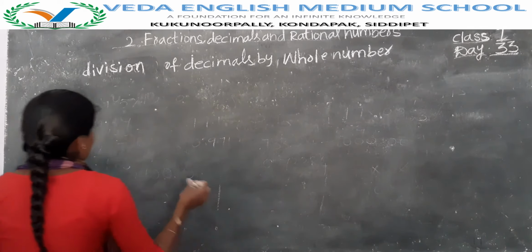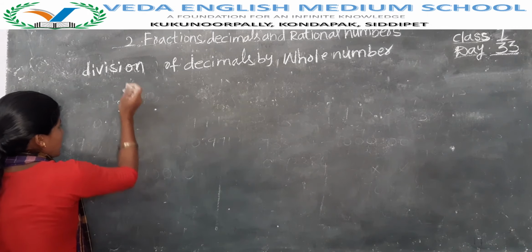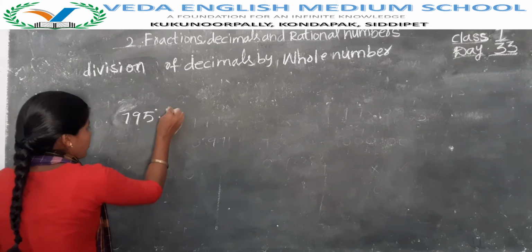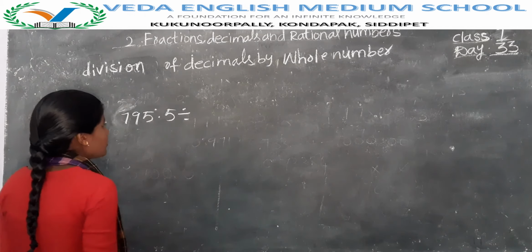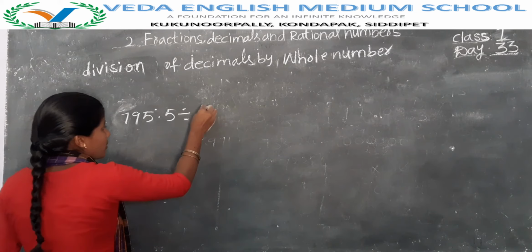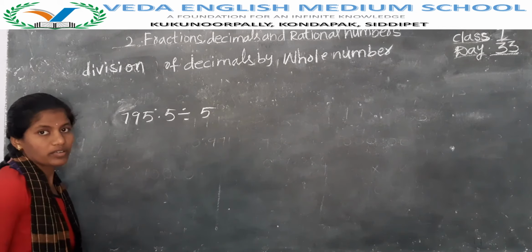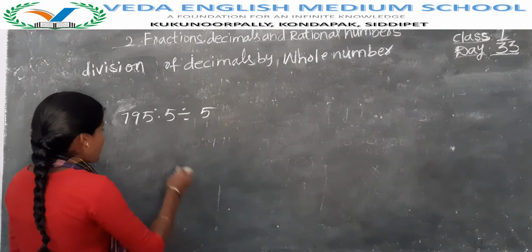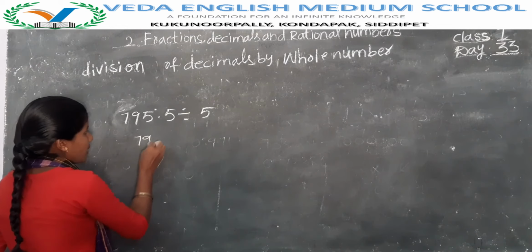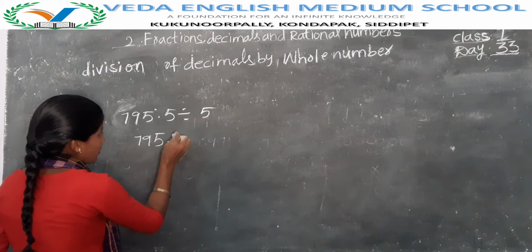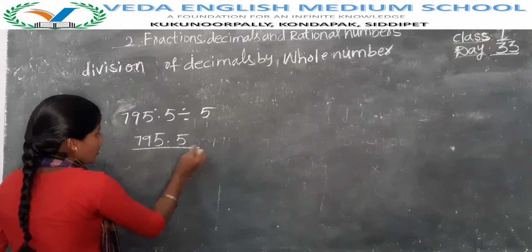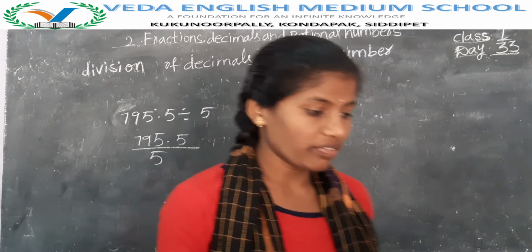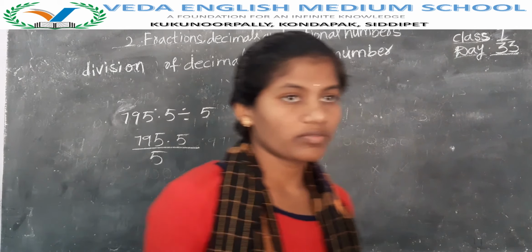For example, division of decimals. The decimal number is 795.5. Division of decimals by a whole number. That is 5 only I have taken. Now I want to divide this decimal number by a whole number. Now how to divide? 795.5, we can write this also like this, no problem. 795.5 by 5. Understand?